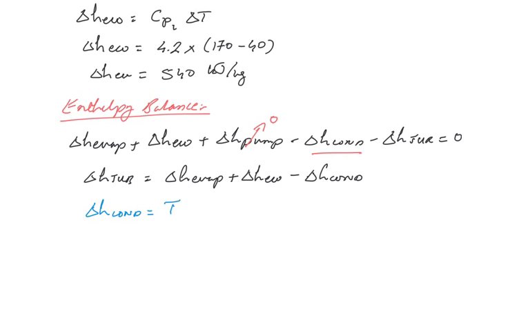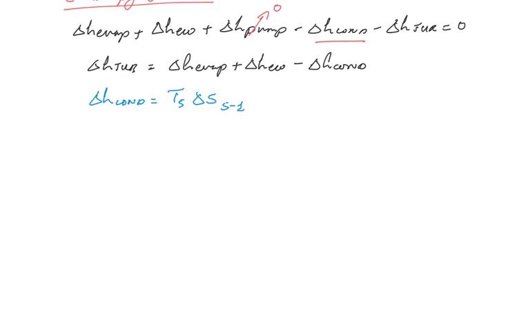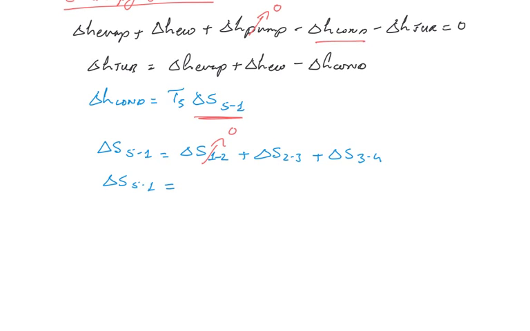So to calculate the delta H of condenser, we are going to use this formula. It's equal to T5, which is the temperature of the condenser, times delta S 5 to 1. Okay, so in order to calculate this, we have to calculate delta S 5 to 1. To calculate delta S 5 to 1, we follow the same approach as we have followed before. Delta S 5 to 1 is equal to delta S 1 to 2 plus delta S 2 to 3 plus delta S 3 to 4. We can cancel out this 1 to 2 because this is negligible. This is the pump work, we are ignoring the pump work.